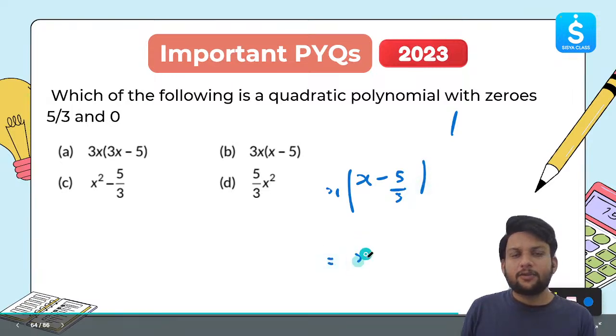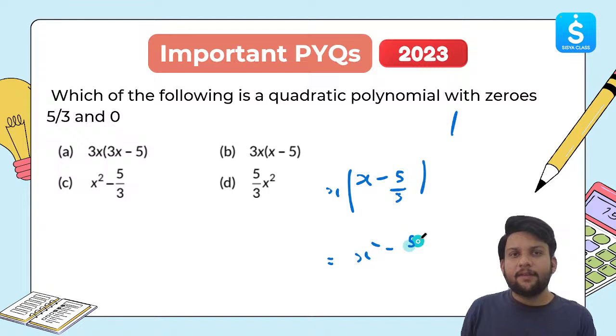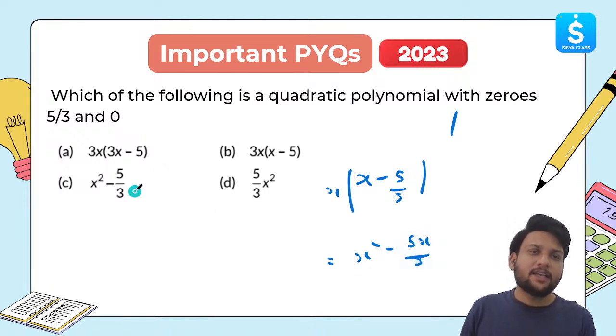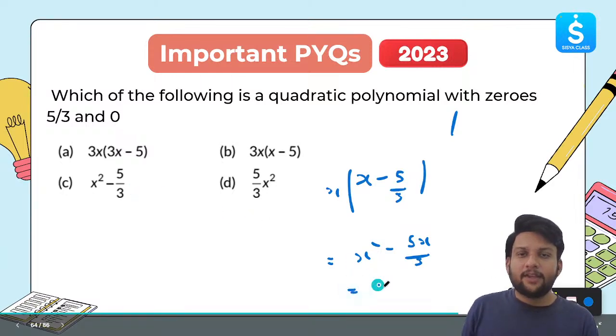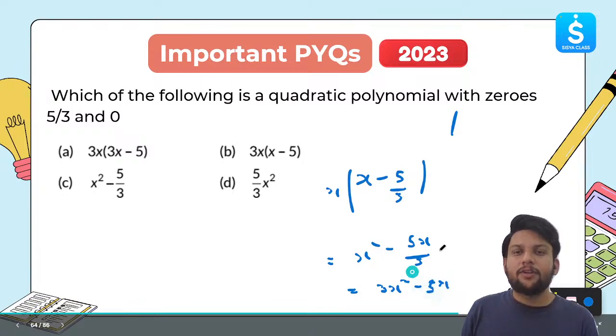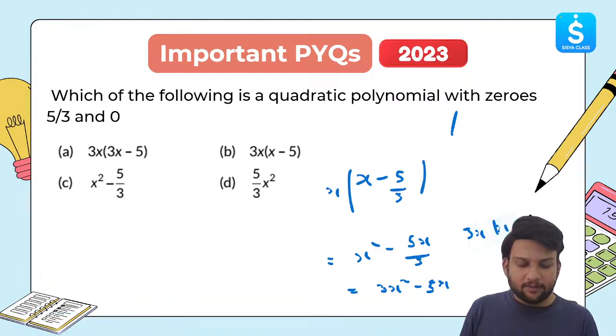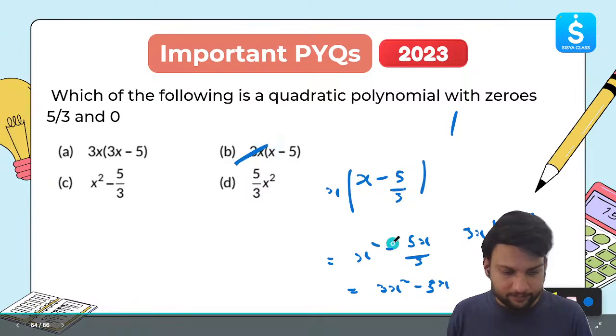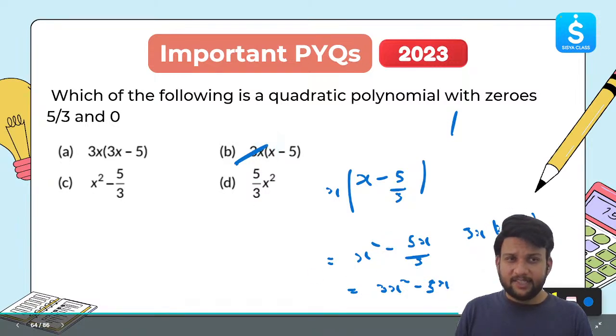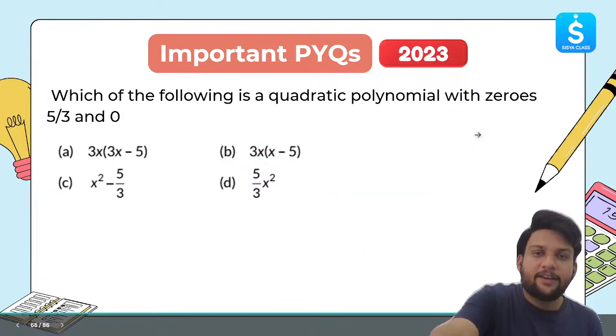If I open this, I will get x squared minus 5x by 3. Next, if you see option C, it is close, but it is not our answer. Why? Because we can also simplify this further. We can write this as 3x squared minus 5x. Now 3 will go to the other side. So I take x common and get 3x minus 5. So what will be my answer? Here, option B. Clear? Yes. All right, great.